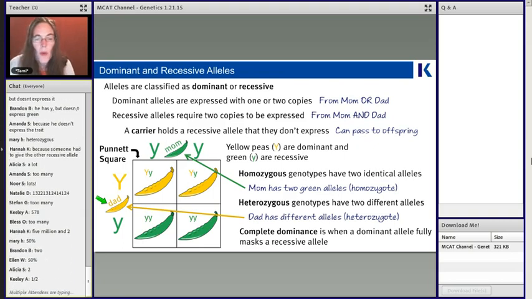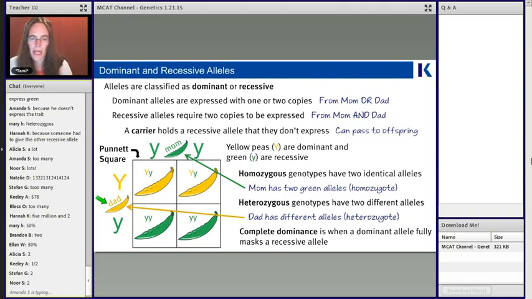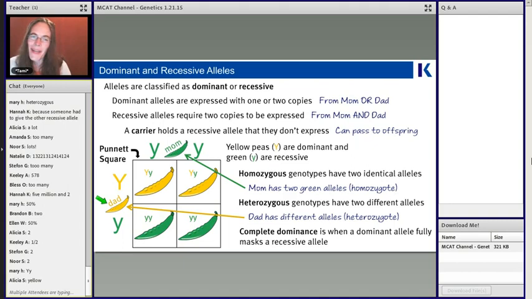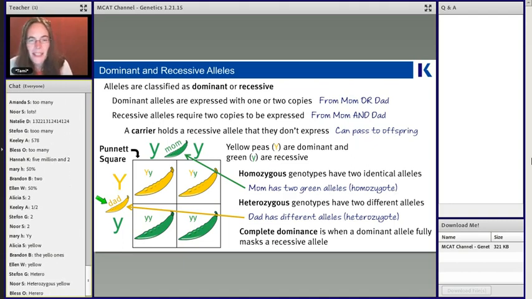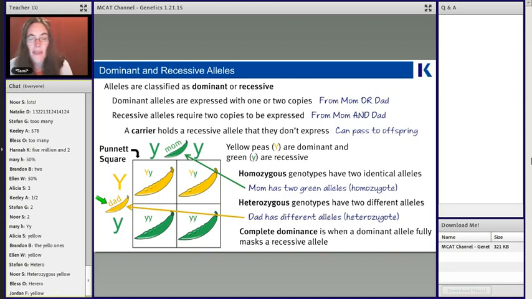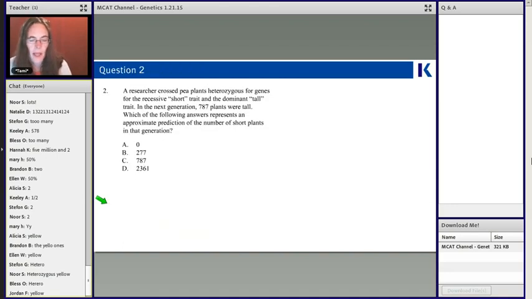Two. Which two are my carriers? My yellow guys. Absolutely. My yellow piece. This is complete dominance. Okay, the yellow completely masks the green. All right, let's look at a question here.